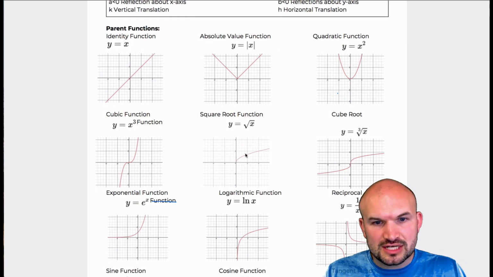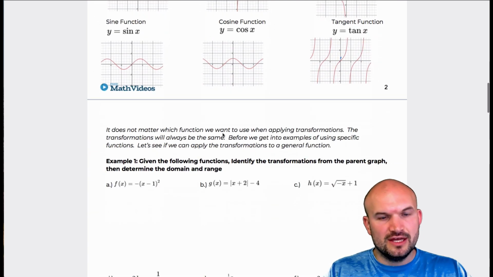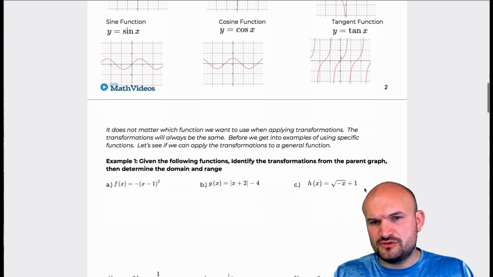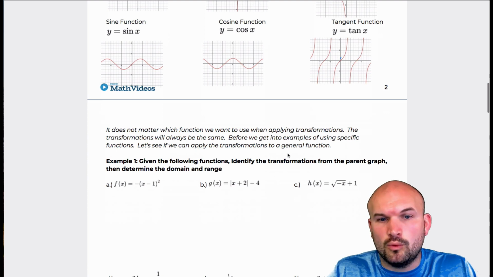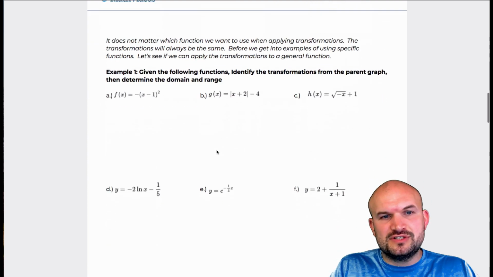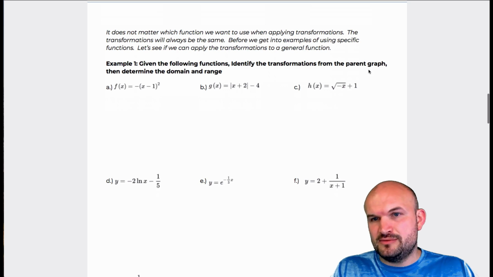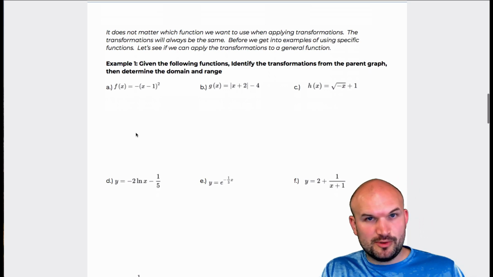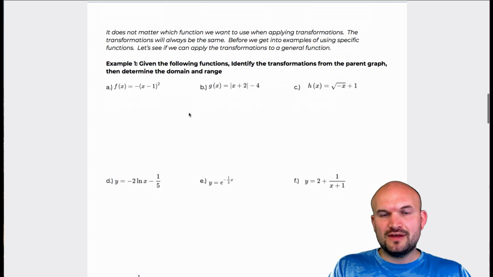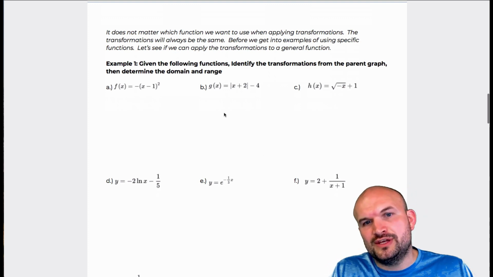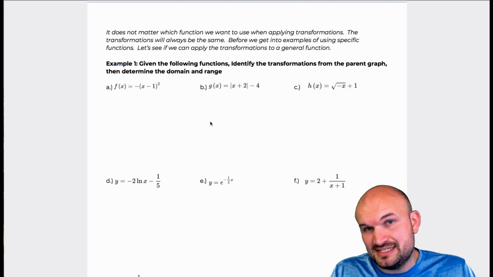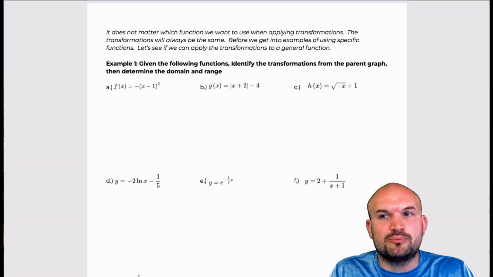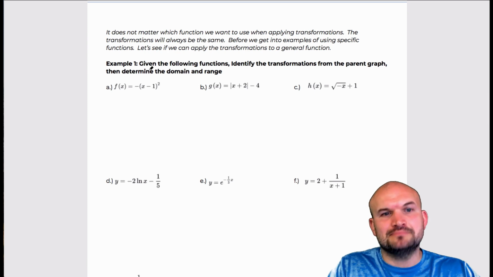Now, when I'm first understanding all of this stuff, usually what I prefer to do, at least for these first three, is I'm just going to label what we have, all right? In this first example, it's asking us to identify the transformations from the parent graph and then determine the domain and range. So for educational purposes, I'm going to label what I have. Hopefully, if you like that method, you can continue doing it, but I'm not going to go over that for every single problem just because it takes a little bit of time.